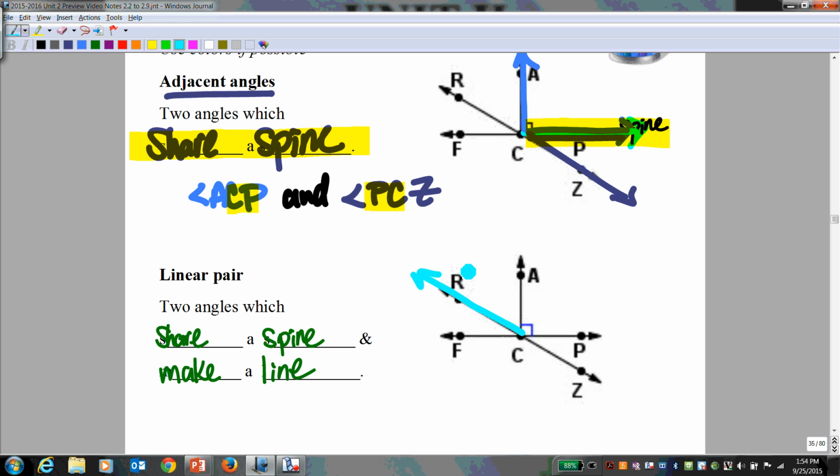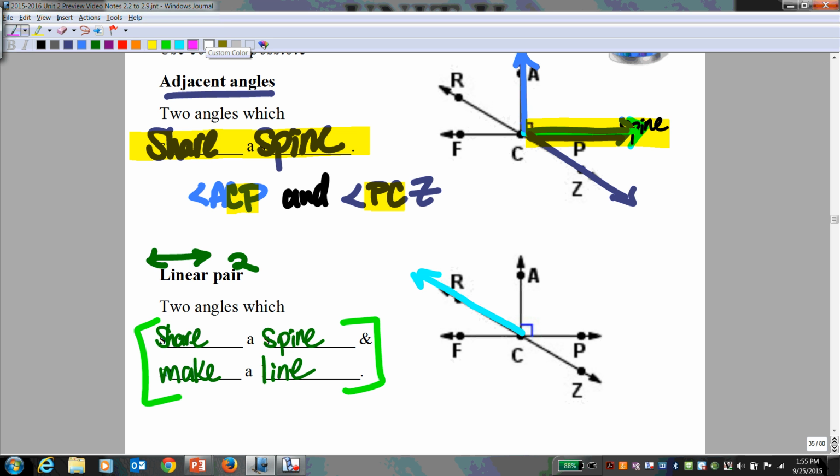Darken RC. A linear pair. Linear means a line. Pair means two. It's basically two angles that make a line. Or my little jingle is that these are two angles which share a spine and make a line. Share a spine, make a line. That's a linear pair.